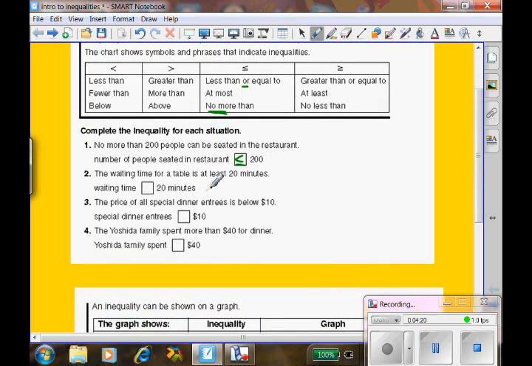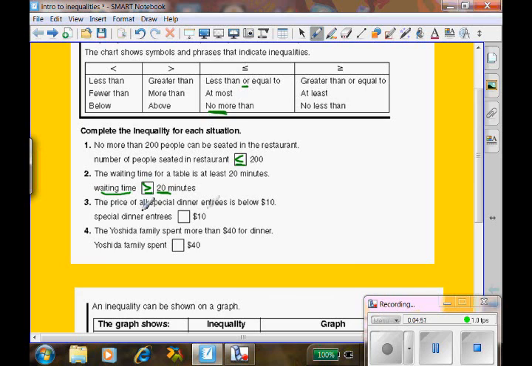All right, number 2, it says the waiting time for a table is at least 20 minutes. So if you're thinking, we're going to have to be here at least 20 minutes, that means it could be 20 minutes exactly, or it could be more than 20 minutes. So that means the waiting time is greater than or equal to 20 minutes. The amount you're waiting compared to 20 minutes is either going to be equal to 20 or it's going to be the bigger amount.